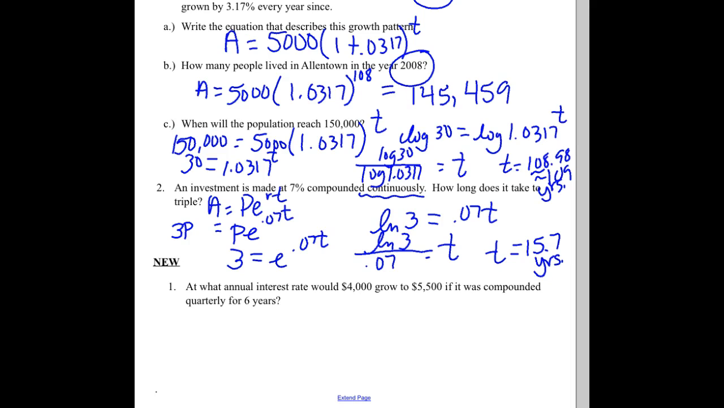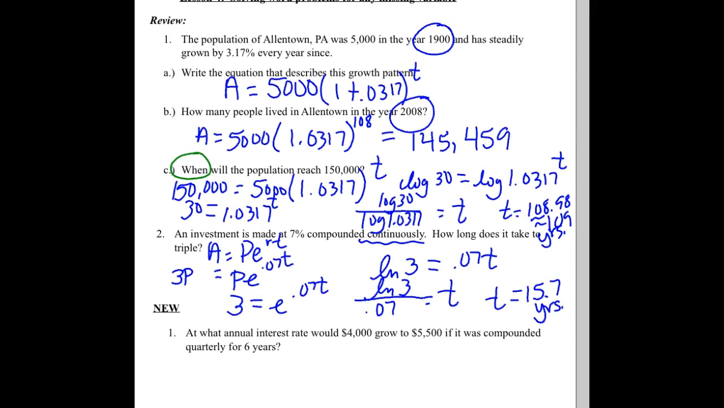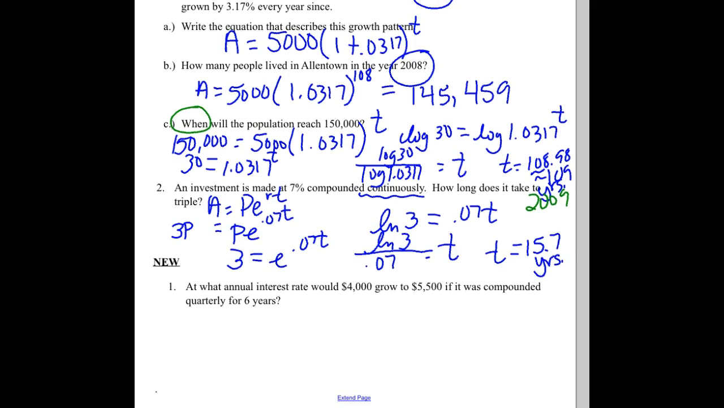Questions on any of those? Look back at question C from the first one we just did. It said, when will the population hit that? We said it's going to take 109 years, and we started in 1900. So in what year would we hit that population? Okay. So we do need to watch carefully. When it says when, they're looking for a specific year, a time. When it says how long, just the number of years it's going to take. All right. So the new questions.